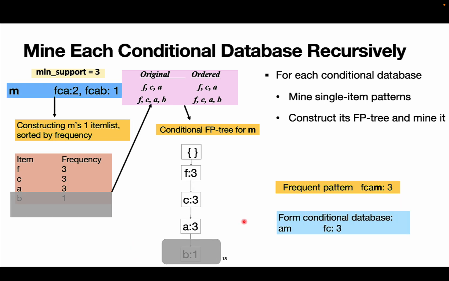For M's conditional database, we have two patterns, FCA and FCAB. Notice how B is pruned because its frequency is less than the minimum support of 3. When the FP tree is layered as a single prefix path, finding frequent patterns becomes much easier. Because we already know that the prefix is frequent, every subset in this prefix is also going to be frequent. We really don't need to do further recursive calls and find conditional databases and construct FP trees.